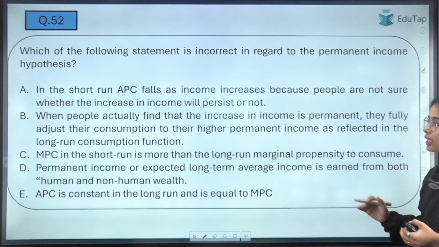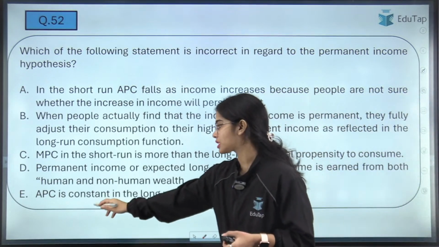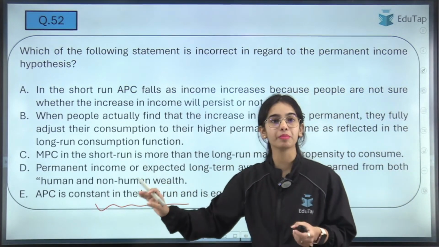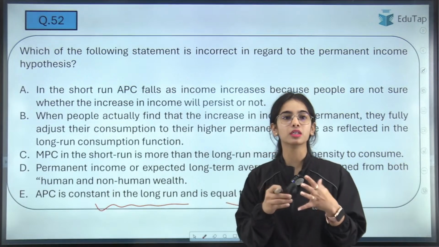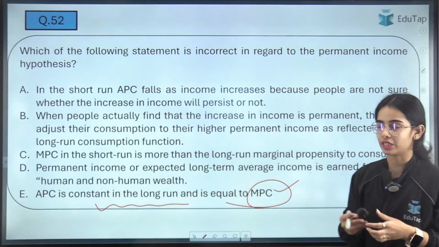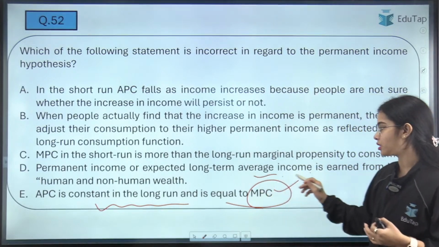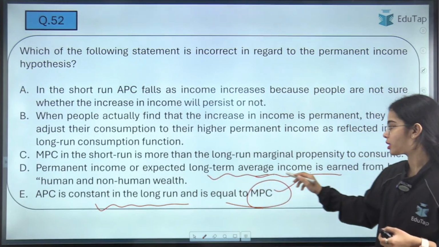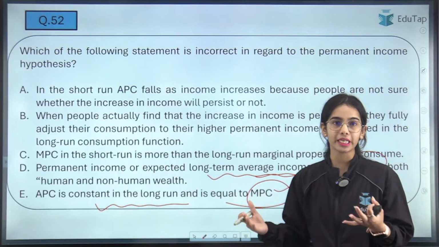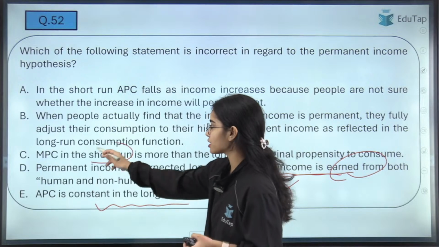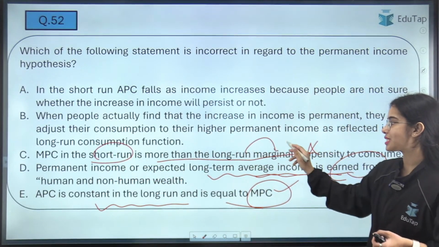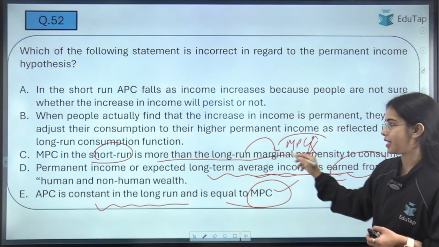As per the permanent income hypothesis, the APC is constant in the long run and is equal to MPC, correct. Permanent income means the income that you are earning from your human wealth and your non-human wealth. This is the long-term average income earned from your human and non-human wealth. So that is permanent income. MPC in the short run is more than the long run MPC. No, in the long run the MPC is higher, so this is wrong.